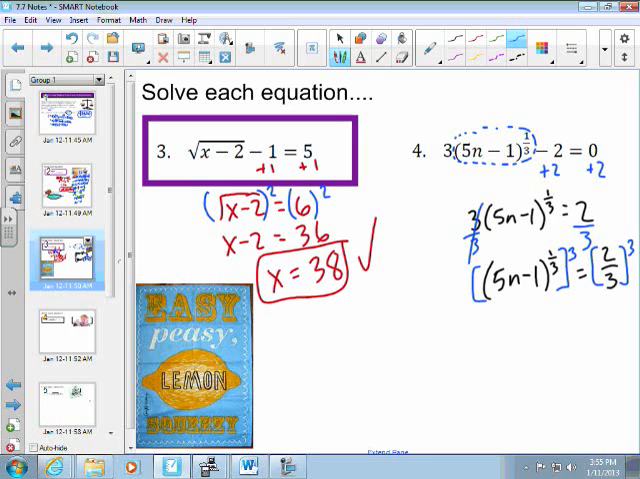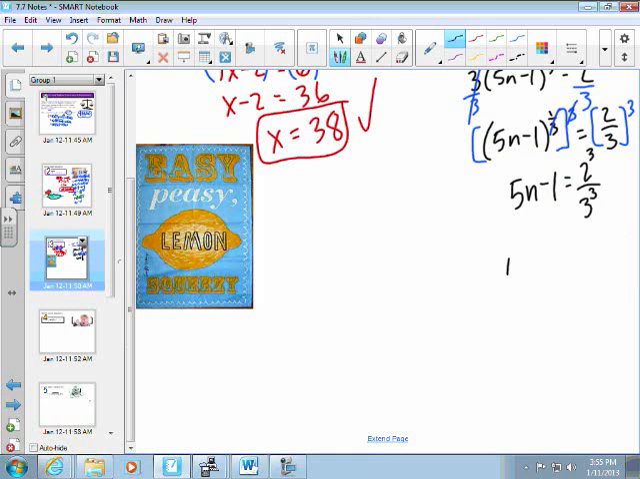3 times 1/3 is 1. That cancels out. So on the left side, we got 5n minus 1. On the other side, we got 2/3 to the 3rd power. Remember when you got a fraction to a power, you cube the top number and cube the bottom number. If we simplify that out, 2 to the third power is 8 over 27. All right, we got to keep going.